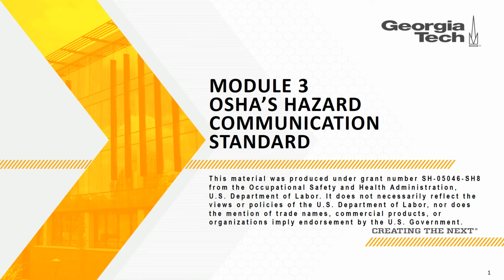Welcome to Module 3, OSHA's Hazard Communication Standard. This next section will talk about the law requiring workplaces to provide information to employees about the chemicals they use to perform their jobs. We will look at common labels you might see on chemical containers and explain how to use them.